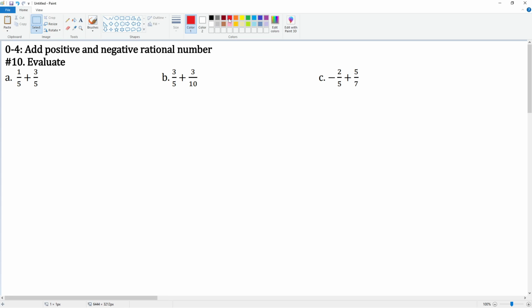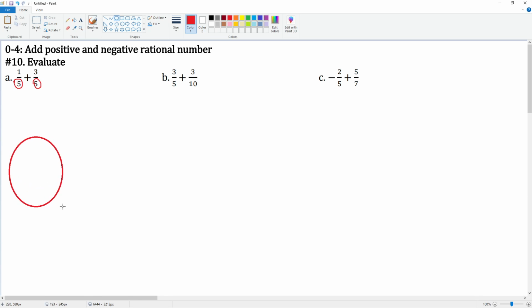You're going to add positive and negative rational numbers. Number 10, evaluate 1/5 plus 3/5. Notice that the denominators, which are the lower values here, are the same. Because they're the same, we can now just add them.